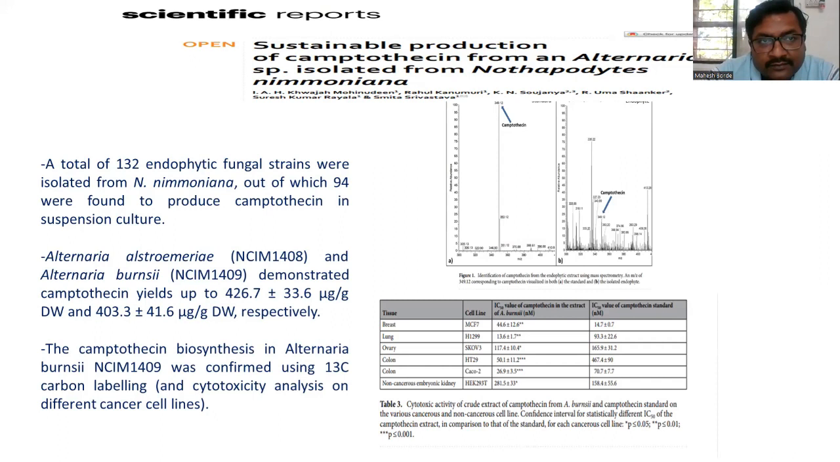This is one report from a scientific report that they isolated 132 fungal endophytes from Nothapodytes nimmoniana, out of which 94 endophytes produce camptothecin. And out of those 94, there are two endophytes, Alternaria alstroemeriae and Alternaria burnsii, which are the two main endophytes producing the highest quantity of camptothecin. They checked the camptothecin produced by these endophytes for anti-cancer activity, and they got good anti-cancer activity against breast cancer, lung cancer, ovarian cancer, and colon cancer.